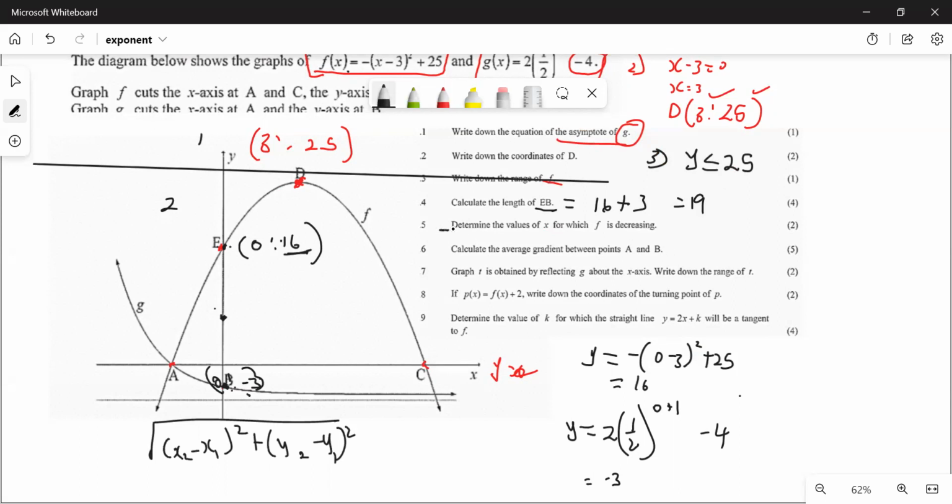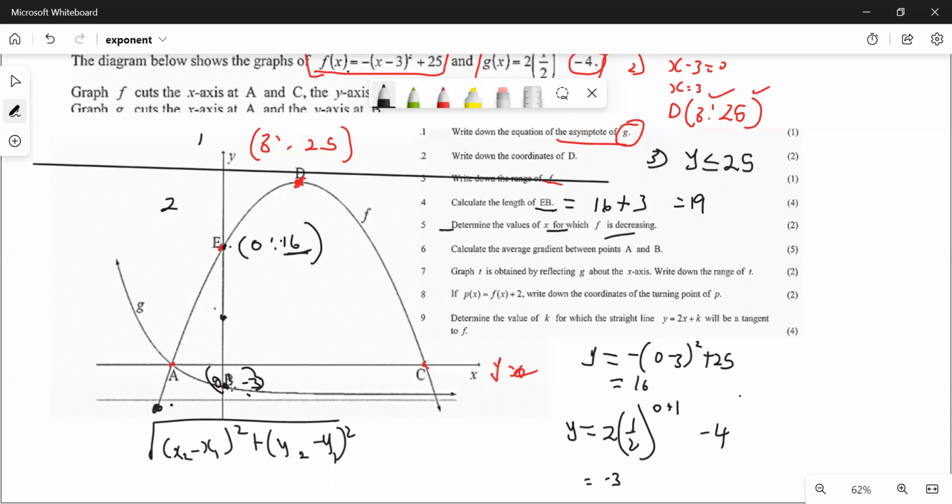Okay, we go to number 5. On number 5, they're asking us to determine the values of x for which f is increasing. I wanted to teach this one now. f is increasing and f is decreasing. Now, f is going to be increasing and f is going to be decreasing.